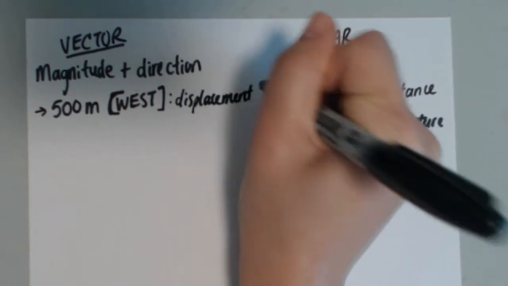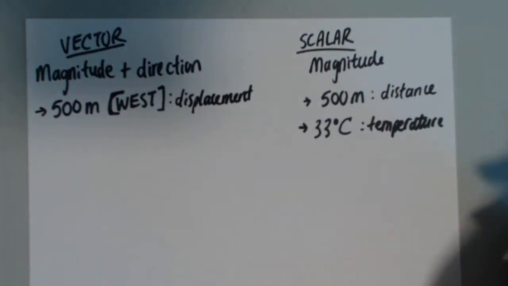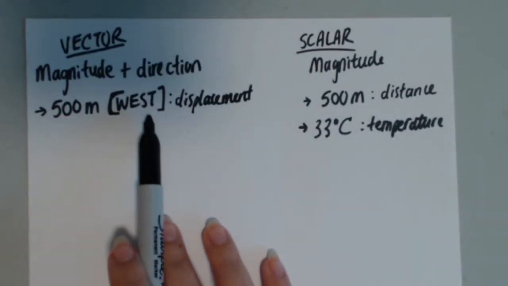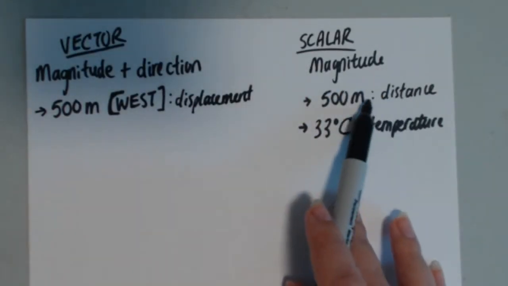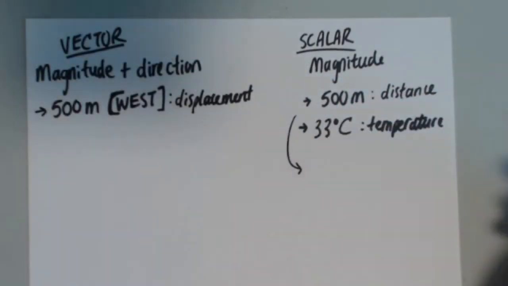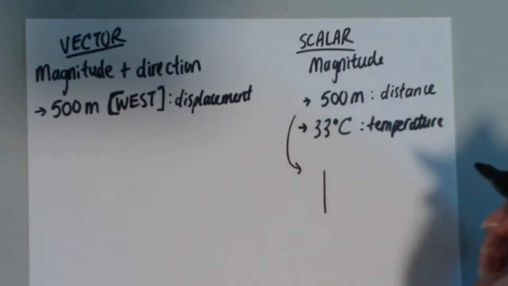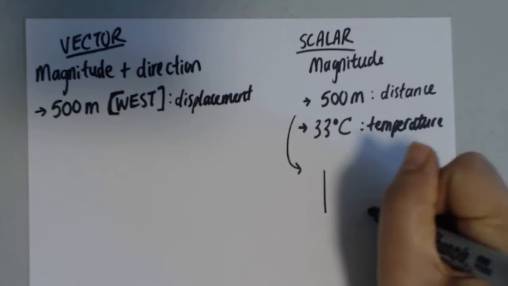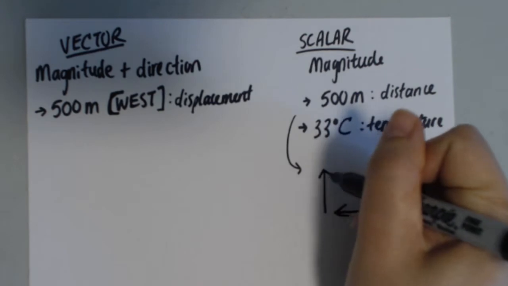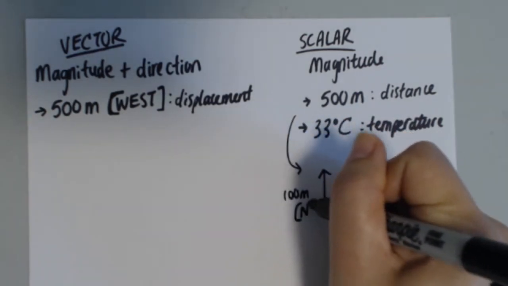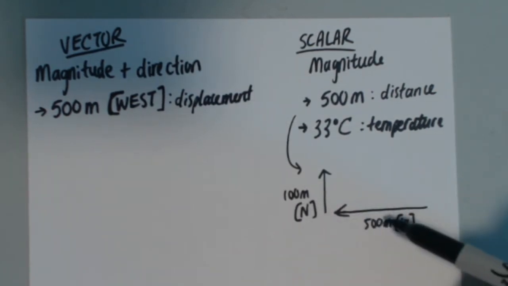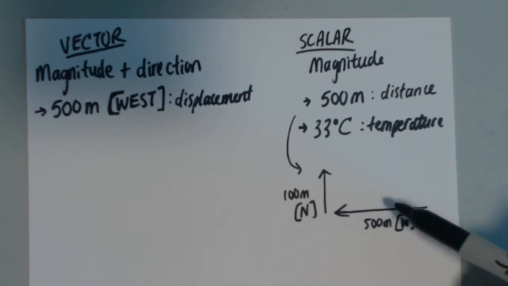This is where things start to get a little confusing. Displacement is not just a distance with a direction associated with it. Distance is the total length that you have traveled. For instance, let me do something over here. I said west first, right? So let's say I go 500 meters west, and then I go 100 meters north. The total distance that I've traveled now is 600 meters.